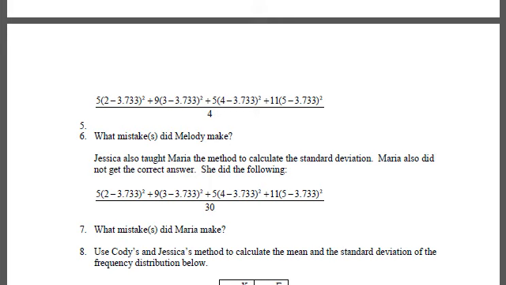What is the formula for finding the standard deviation of a frequency distribution? Again, that's number 10 from this task. I wish you the best of luck.